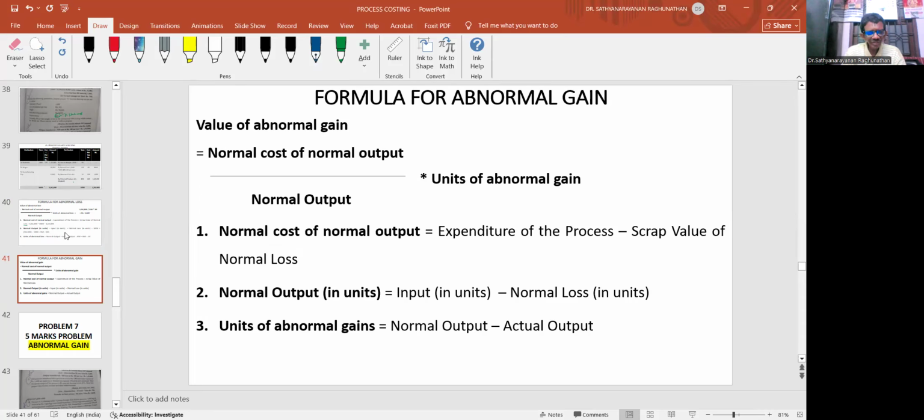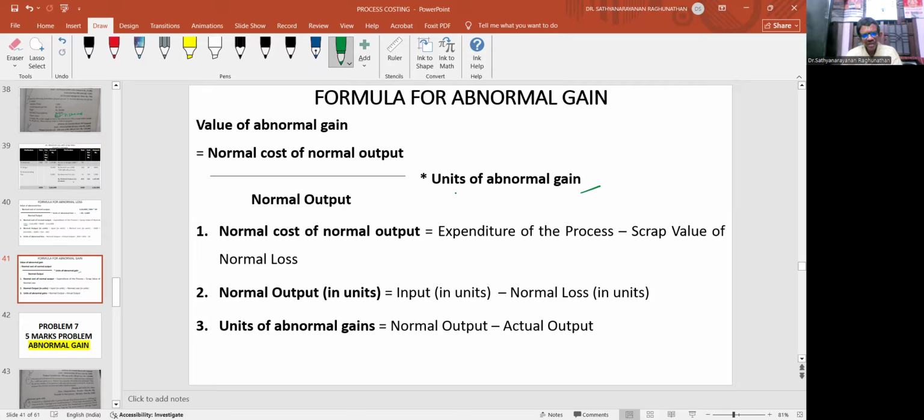In this video, we are going to discuss the abnormal gain. This is the last part of the process accounts. Here it does not make much difference between the abnormal loss and the abnormal gain. The formula is very simple. The formula for abnormal gain: value of abnormal gain is normal cost of normal output divided by normal output, into units of abnormal gain. So it does not make much difference.